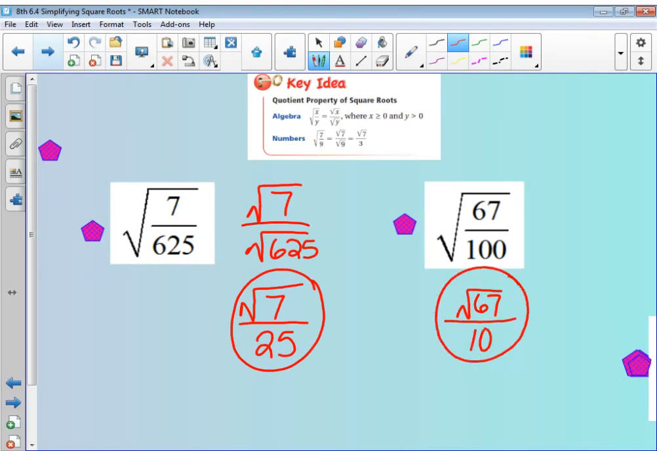Okay, so your final answers here were the square root of 7 over 25 and the square root of 67 over 10. Okay, so that's it working with fractions. I know sometimes they throw that fraction part in there and they make it look so confusing and you feel overwhelmed. But remember, I try and break it down for you to make it based on what you've previously learned, okay?